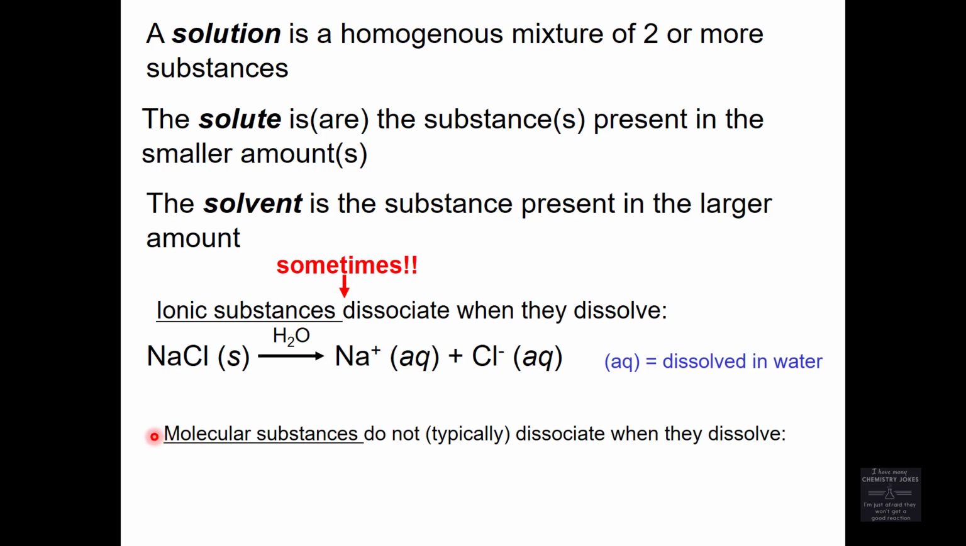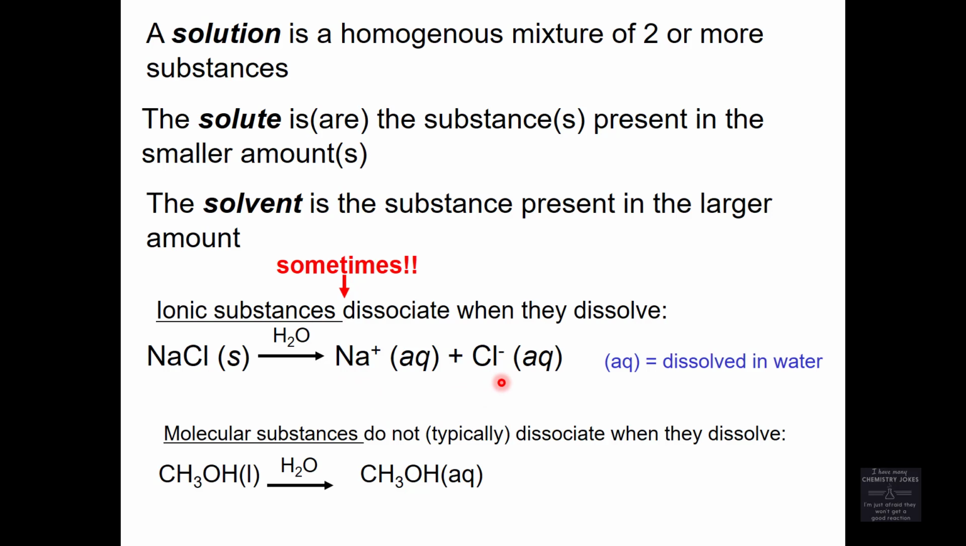Molecules typically do not dissociate. So you go from methanol that is in a liquid state, add some water, you get methanol that is in an aqueous state. Methanol that is dissolved in water. This is saying water is the solvent and methanol is the solute. That solute did not dissociate. This is saying water is the solvent, sodium chloride is the solute, and that solute dissociates into those two ions.